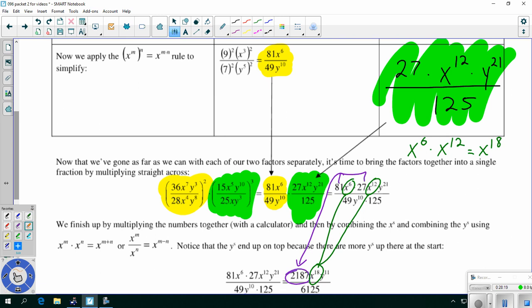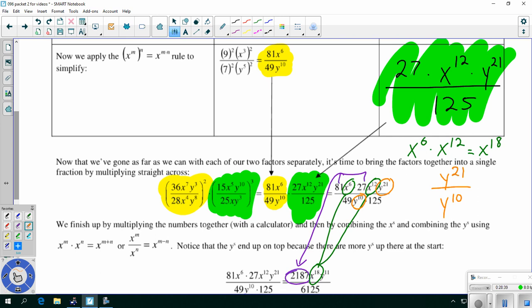Okay, next up, let's look at the y's. I see y to the 21st up here and y to the 10th here, and those are all of the y's. I'll just write them together in a single fraction. Y to the 21 over y to the 10th. Let's figure out which of our 5 properties this is. Pause the video and come back when you've got it.